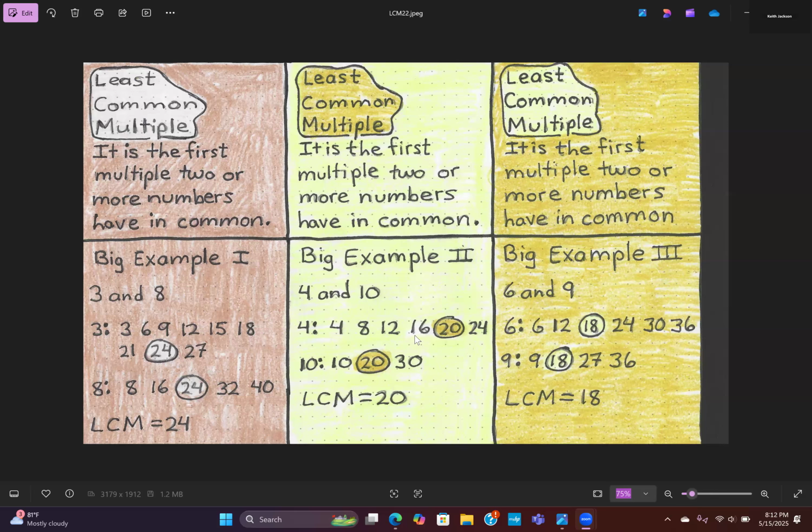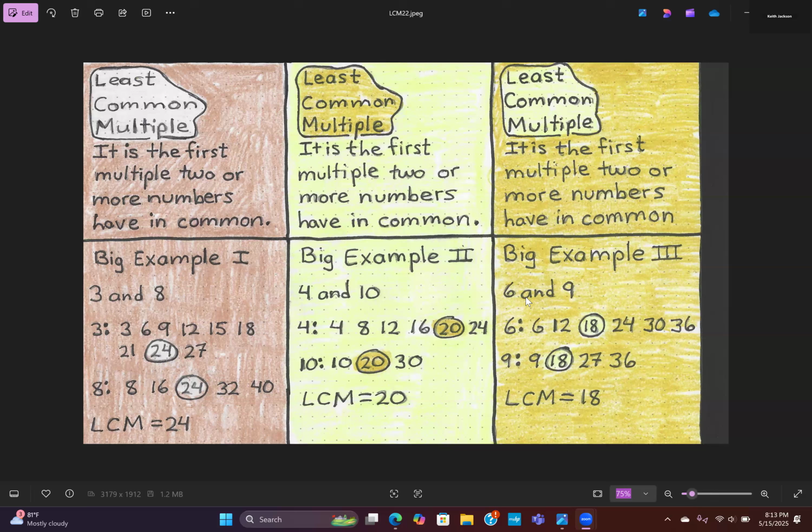Notice that right here, we arrived at the least common multiple, or the first common multiple, before we arrived at 40. We noticed that the first common multiple of 4 and 10 is 20. And that means that 20 is the least common multiple of 4 and 10.